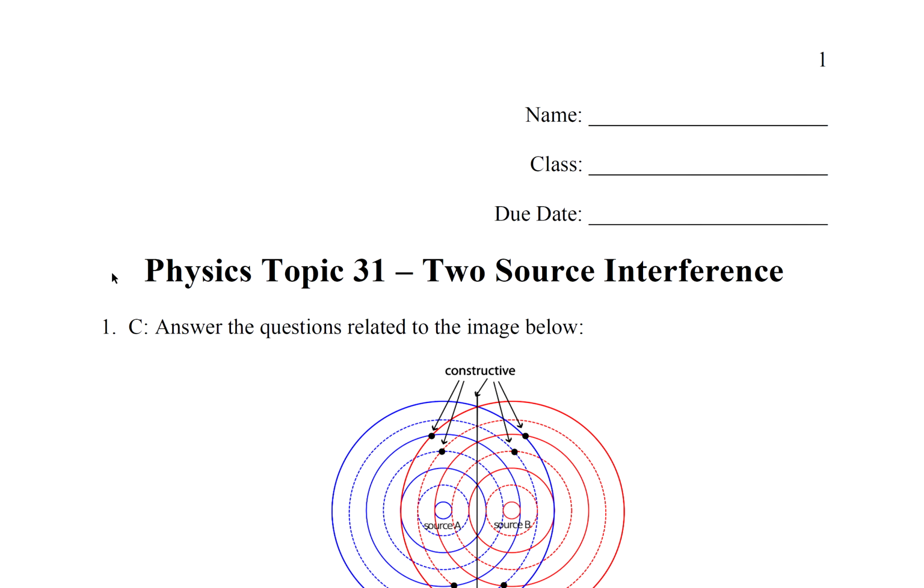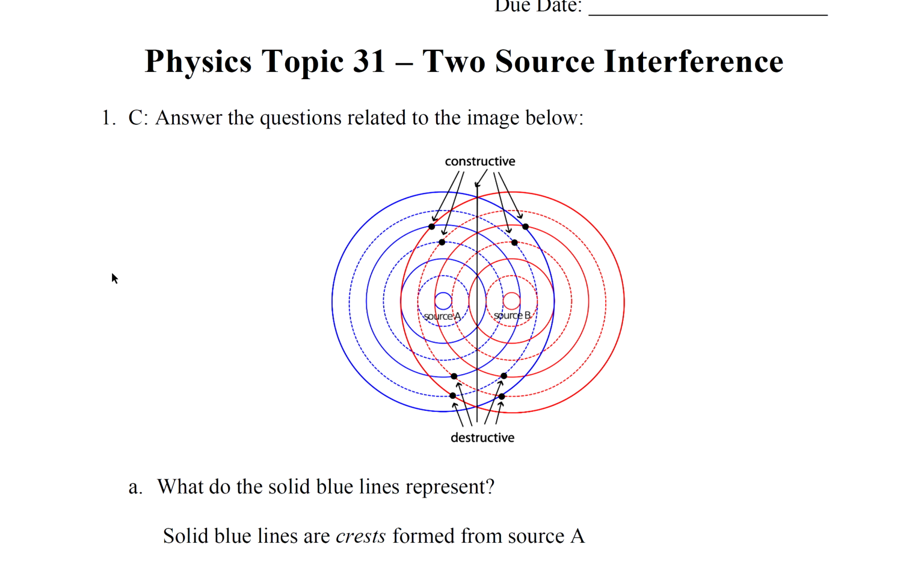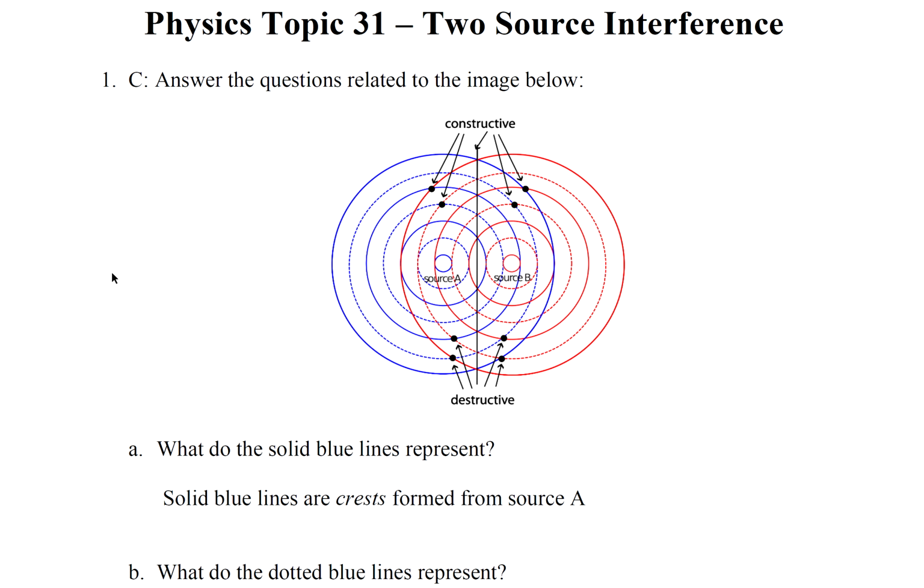This video is on two-source interference. Question 1. Answer the questions related to the image below. So take a look at this. What do the solid blue lines represent? Solid blue lines are crests formed from source A.